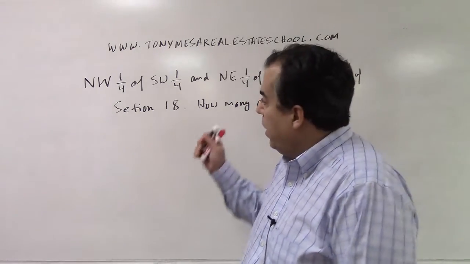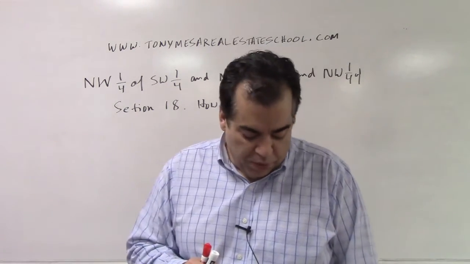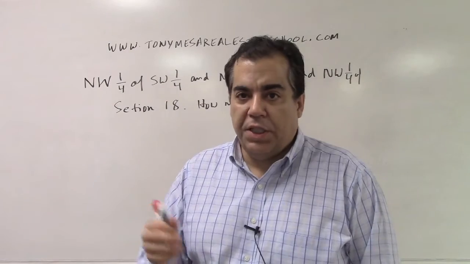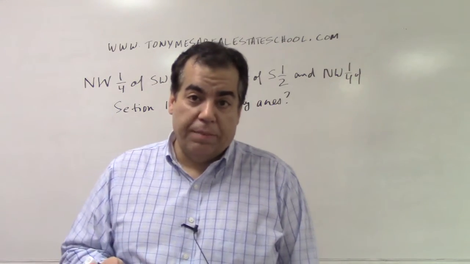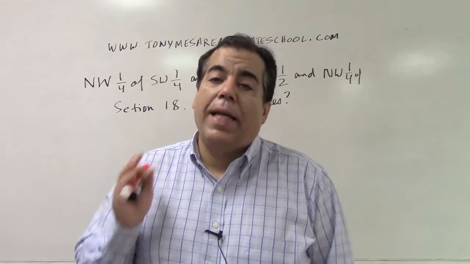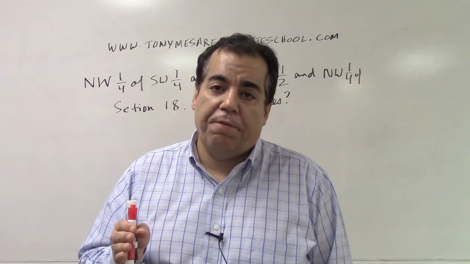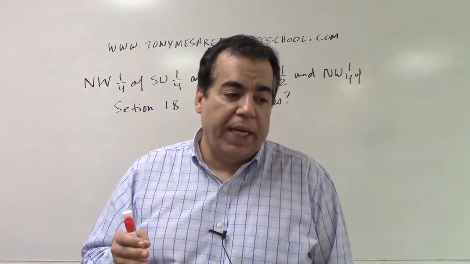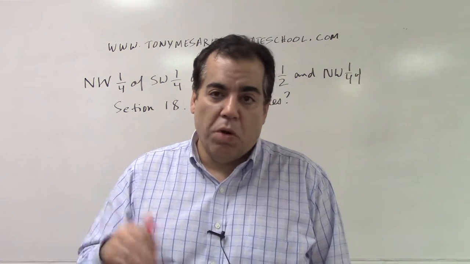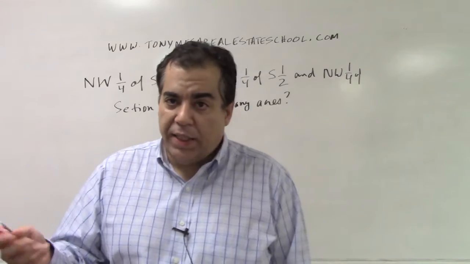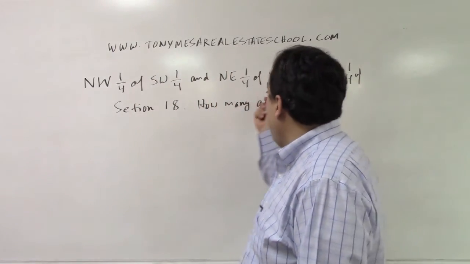I want to go a little bit in more detail on some of these questions that deal with each section in a township. A section is 1 mile by 1 mile, and each one of those sections is 640 acres. So the way that you make the sections smaller is you divide them into quarters and halves, not eighths, not tenths. It's always quarters and halves, right?